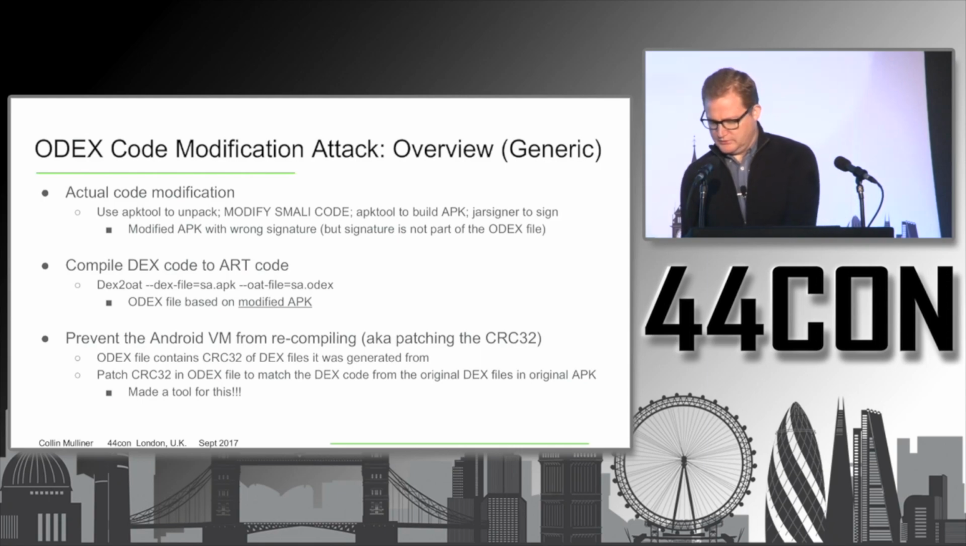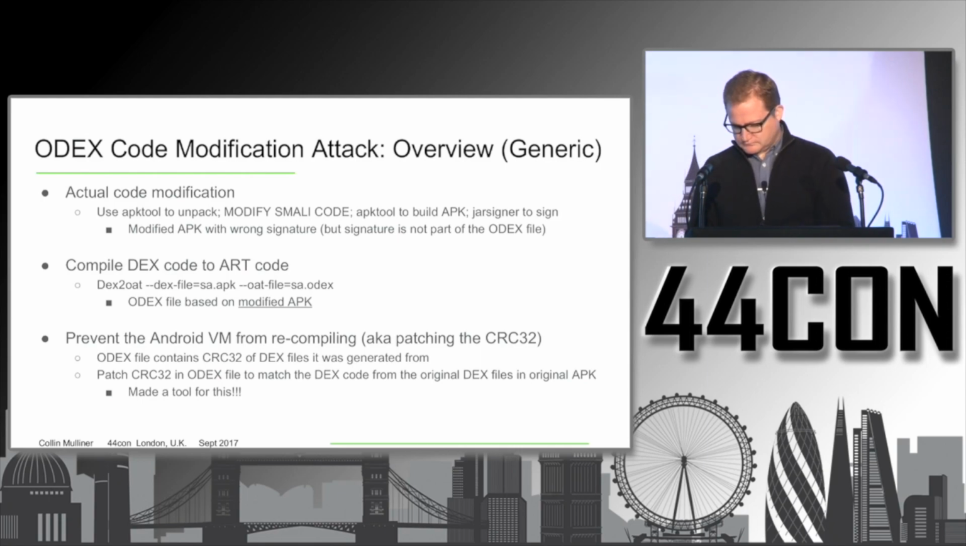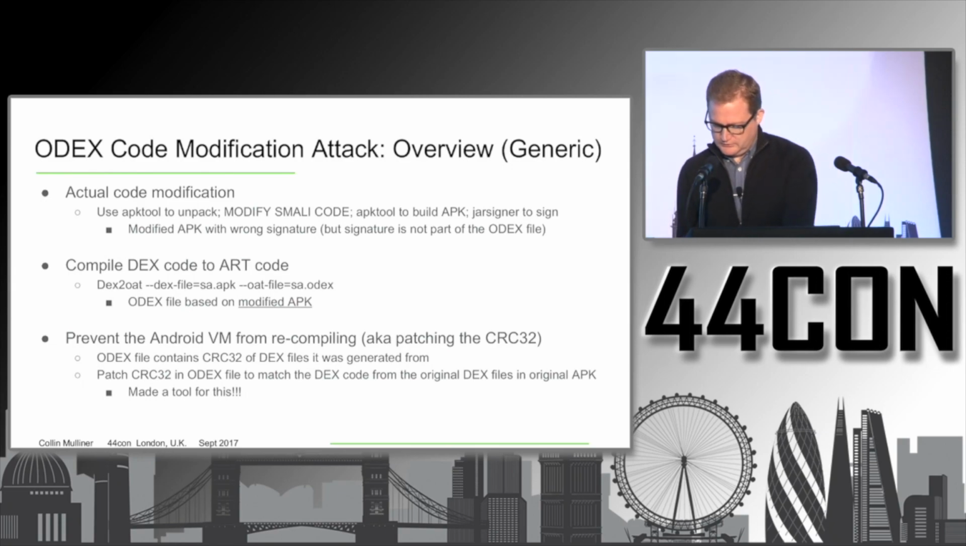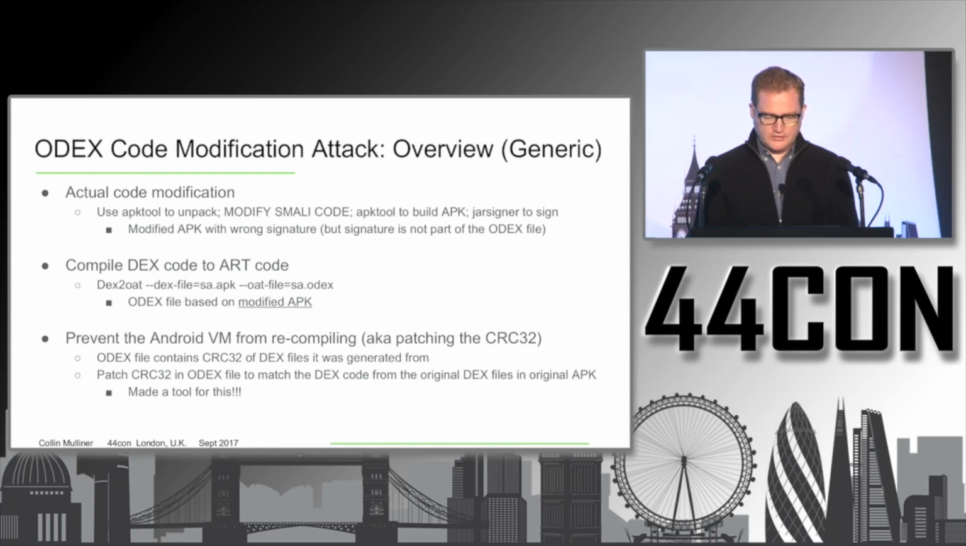I'm going to do a full demo at the end if I have the time. Then on the device you have to compile it, basically convert the DEX bytecode into native code, and just run dex2oat, and then you have the ODEX of your modified APK. But say you have root on your device, you can arbitrarily override the DEX file.